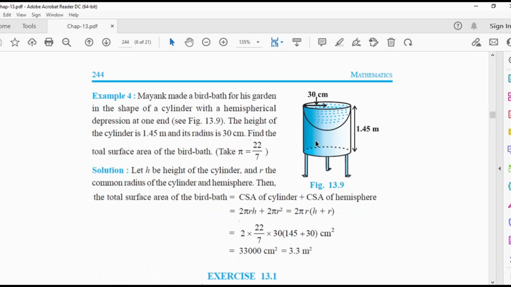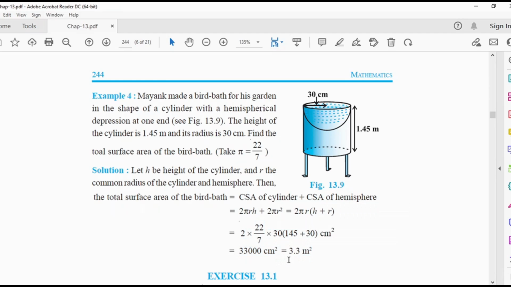Now look at example 4. Mayank made a bird bath for his garden in the shape of a cylinder with a hemispherical depression at one end. The height of the cylinder is 1.45 meter and its radius is 30 centimeter. Find the total surface area of the bird bath. So observe the bird bath very carefully and make the relation. What will be the total surface area of the bird bath? So of course it will be curved surface area of the cylinder plus curved surface area of the hemisphere. So use the formulas, substitute the values, you will get the final answer.